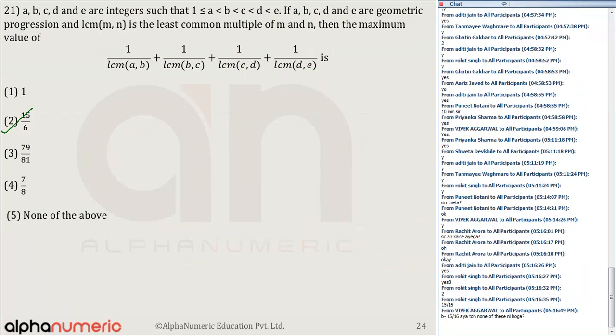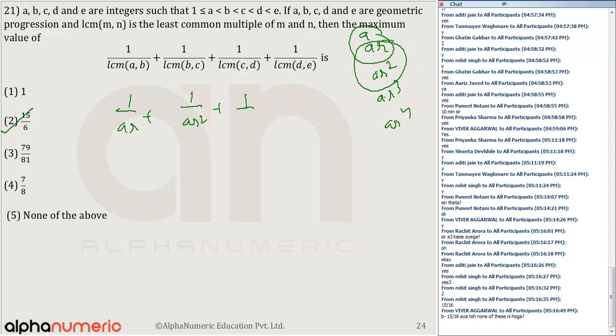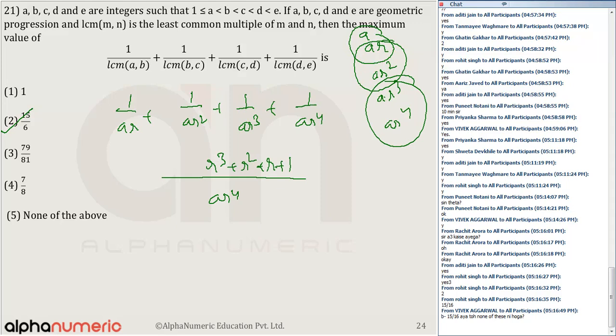Okay, so if I say the first term is A, B is equal to AR, C is equal to AR square, D is equal to AR cube, and E is equal to AR raised to power 4. So the LCM of A and AR is equal to 1 upon AR. The LCM of B and C, AR and AR square, will be 1 upon AR square, plus 1 upon AR cube, plus the LCM of D and E, which is 1 upon AR raised to power 4. Taking the LCM, I'll get R cube plus R square plus R plus 1 in the numerator.